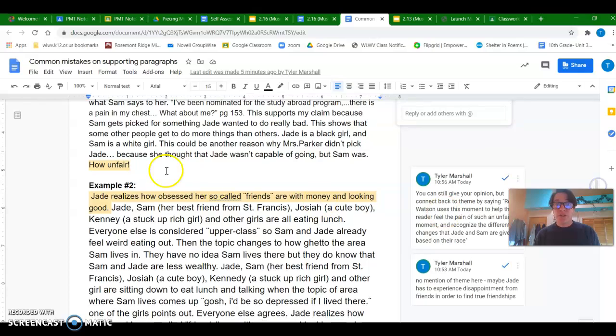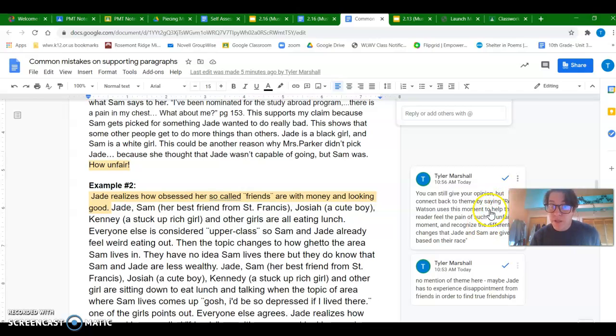And then in the reasoning, this person said, how unfair, which is so important to use your voice. But I just gave the feedback. You can still give your opinion in the reasoning, but use your opinion to reflect on the author's purpose.